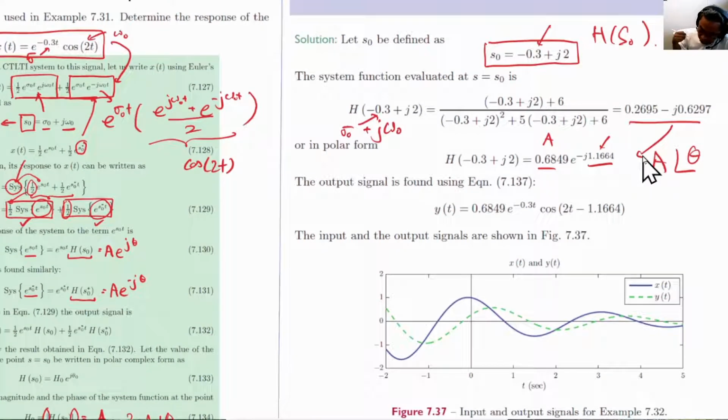We would substitute this value into the final equation simply by multiplying by A. This is the original e to the minus 0.3t cosine 2t, with the original omega, and this is the phase that is introduced. So again, it shows that the output will become smaller, from 1 to 0.68 times, and it will introduce a phase of minus 1.166 radians. This is the expression.